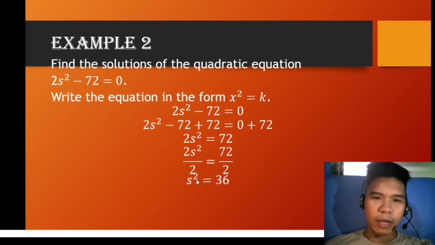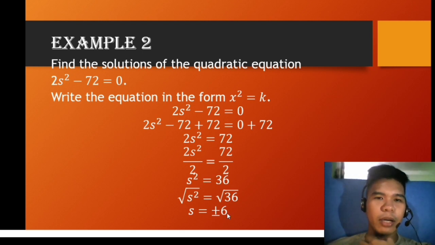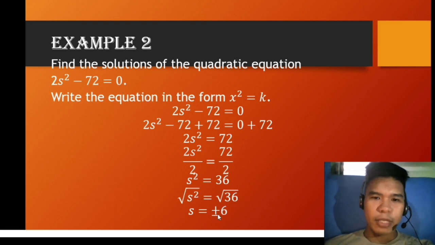So now we have the resulting equation s squared equal to 36, which is now written in the form x squared equal to k. Now we are ready to extract. Get the square root of both sides of the equation. We have the square root of s squared equal to the square root of 36. So get the square root of s squared, we have s equal to the square root of 36, positive and negative 6. Therefore, the solution of the given equation 2s squared minus 72 equal to 0 is positive and negative 6.